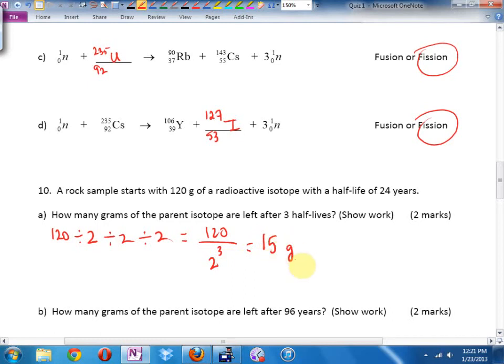What happened to the other 105 grams? Those became the daughter isotope, whatever that is. You get more of the daughter as half-life moves on. You get less of the parent as half-life moves on.